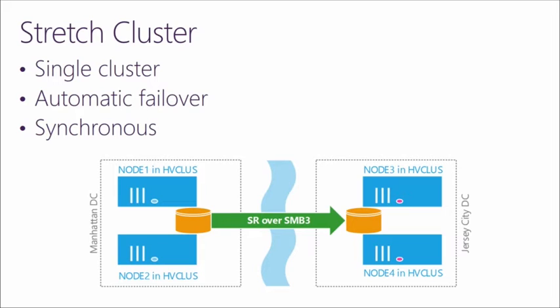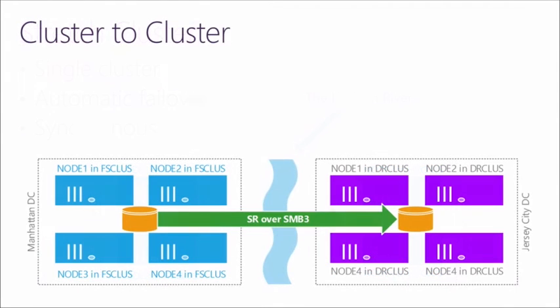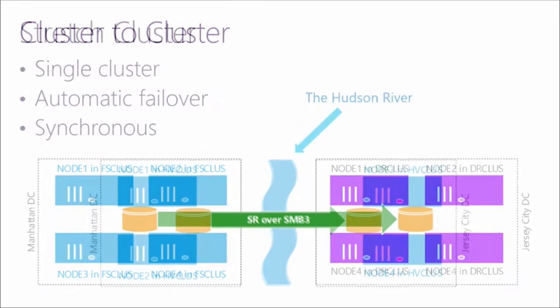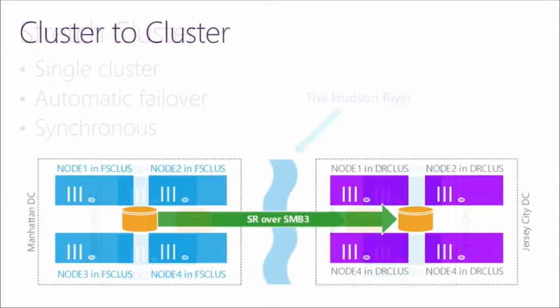And because this is a single cluster, a stretched cluster, if we lost one of the locations, it would fail over to the other automatically. So we've got a lot of flexibility that's using synchronous replication in the box. And that's the Hudson River, just in case you were wondering. Cluster to cluster. It looks very blue. Well, you know, there you go.